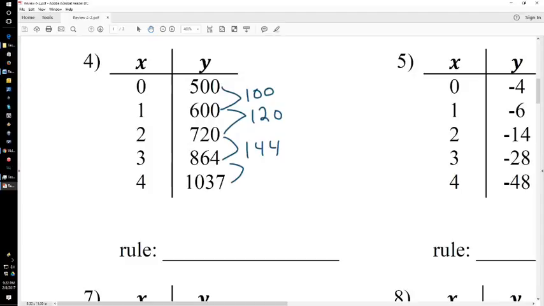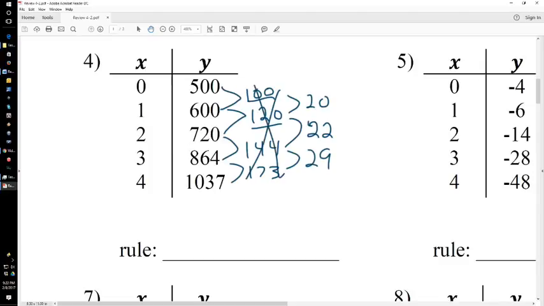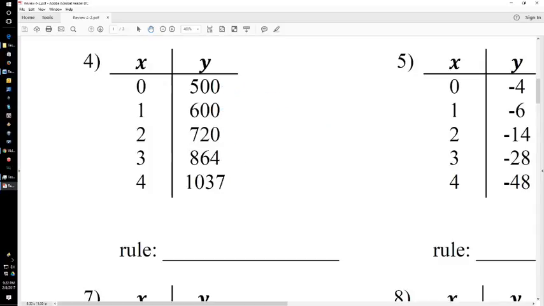And 1037 minus 864, I don't feel like doing that in my head. 1037 minus 864 equals 173. Okay, so there's that. So we'll try our second difference, which I'm pretty sure isn't working already. 120 minus 100, that's 20. 144 minus 120 is 24. And 173 minus 144, that's 29. So the first differences aren't the same, the second differences aren't the same, so therefore this is not linear, it's not quadratic.